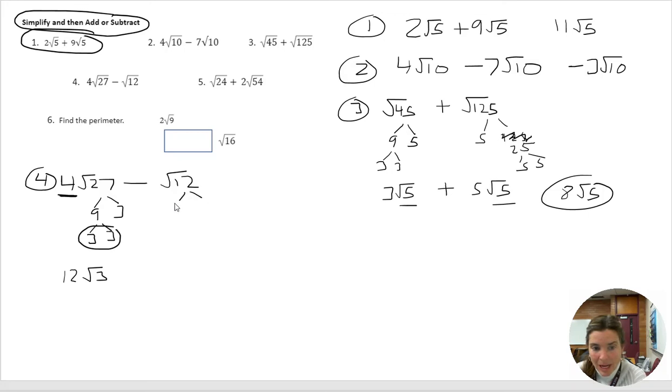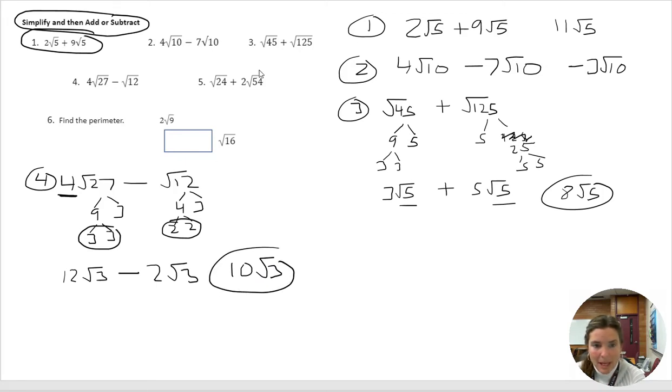Okay, now for the 12, we have a 4 and 3, we have a 2 and 2. So these two 2's right here come out as a 1, 2. We have a negative sign in front here, so this becomes a negative 2 root 3. And then a 12 root 3 and a negative 2 root 3 is a 10 root 3.